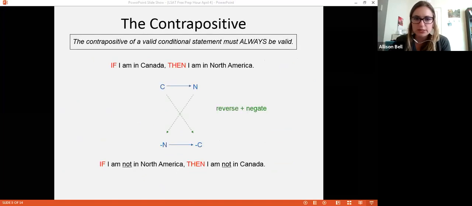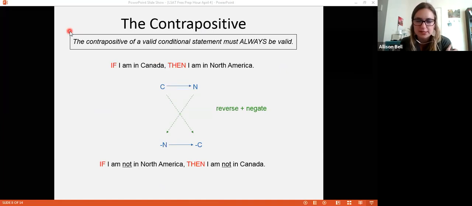So here's just a quick summary of the contrapositive for my visual learners out there who would like to see it this way. I'll give you a moment to process it. This is the same thing that we talked about on the last slide. If you're a note taker, this would be good stuff to write down.